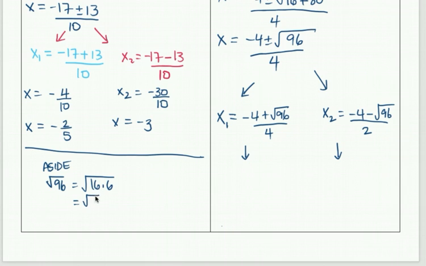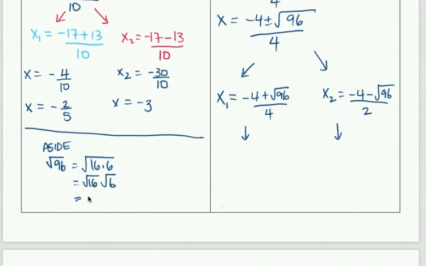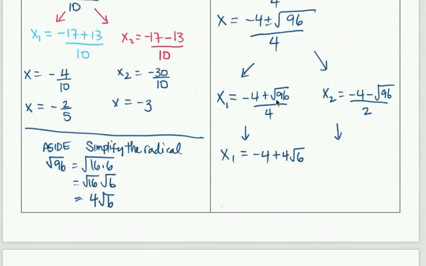So again, remember it's like I can square root both of them then. And 16 is a perfect square, so a 4 comes out. I'm not going to write the square root anymore. So it becomes 4 root 6. Okay, so you're just simplifying your radical here, right? Okay, all right, so now we can put it back into the question here. So again, you can stop here, but if you just want to keep practicing simplifying your radicals that we learned earlier this year, you can put it back in as 4 root 6 instead of root 96.